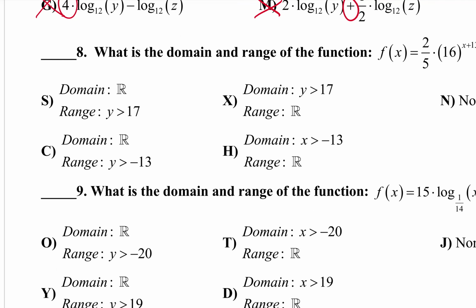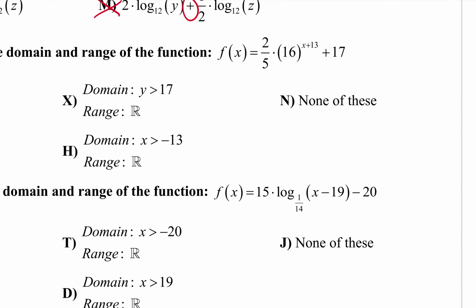Alright, domain and range of my function. This is an exponential function. And you might be thinking, how can you tell? Well, if there's no log like this one, it's exponential. So for exponential functions, remember on these, my domain is always all real numbers, and my range is y is greater than k. Okay, here's k, that's 17. So my domain should be all real numbers. My range should be greater than 17.